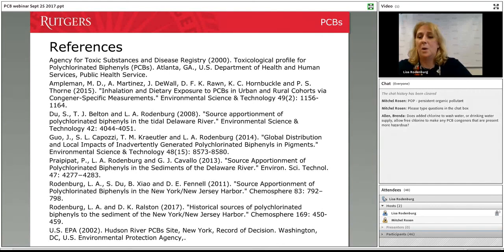Yes, okay, so we have a question here about, does added chlorine to wash water or drinking water supply allow free chlorine to make any PCB congeners that are present more hazardous? Not that I know of. In order for the chlorine in the drinking water to produce PCBs, you need a pretty good amount of chlorine, and you need a lot of biphenyl as a starting material. And in drinking water, you just don't have that much. So as far as I know, it's not an issue of PCBs being formed inadvertently from the chlorination of drinking water.